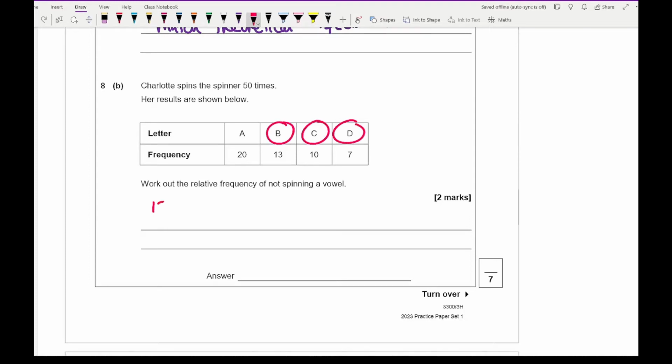So we need to do 13 plus 10 plus 7, which is 30, and over the total number, which is 50. Actually, that should be 30, not 40. I don't know where I've got that from. There we go. And then that simplifies to give me 3/5, or I could write it as 0.6, depending on which you prefer.